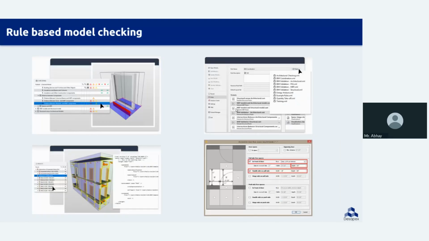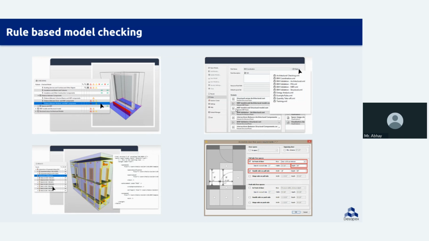Then coming to rule-based model checking. Here we used a tool called Solibri. What we can do is create rules. For example, if we want to check a door swing, we can set rules for the door swing, assign them and check. Whenever the door size is changed or anything, we can just run it and it will give us the result.